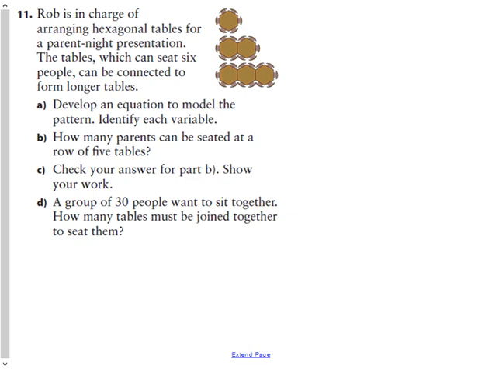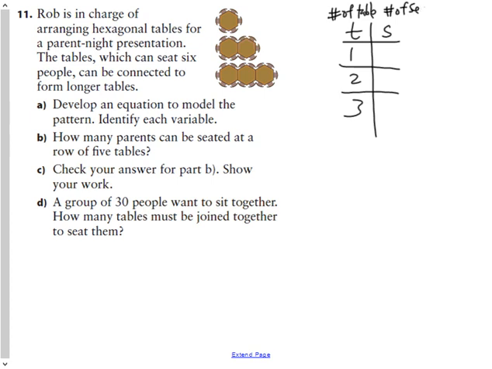Question 11 says, Rob is in charge of arranging hexagonal tables at a parent night presentation. Tables which can seat 6 people can be connected to form longer tables. Develop an equation to model the situation. So I'm going to put p here instead of my x for the number of tables, because I want it to be 1, 2, 3. And this is going to be s for the number of seats. Or I could have used p for people or n for number of people. It doesn't matter. So one table is 6 chairs.